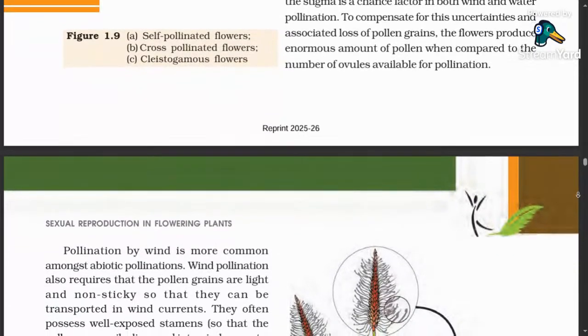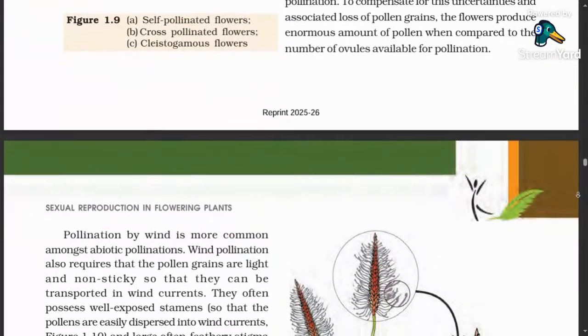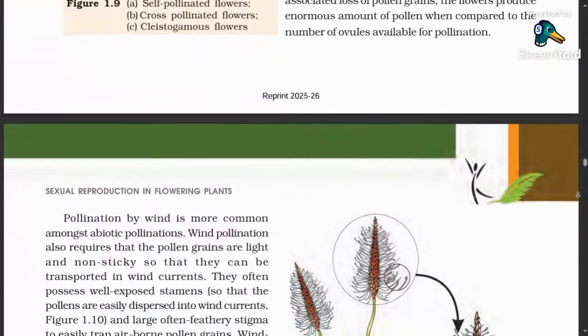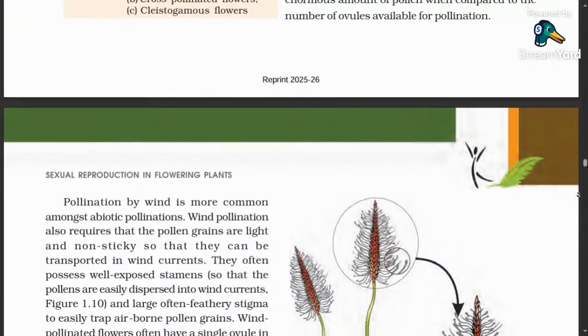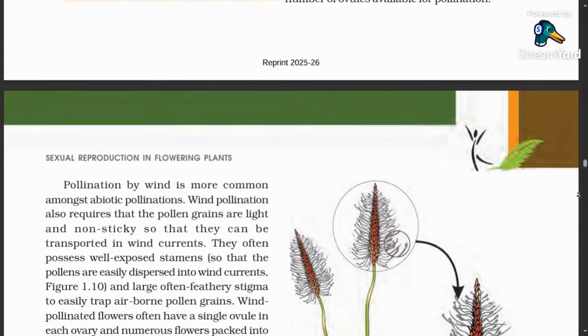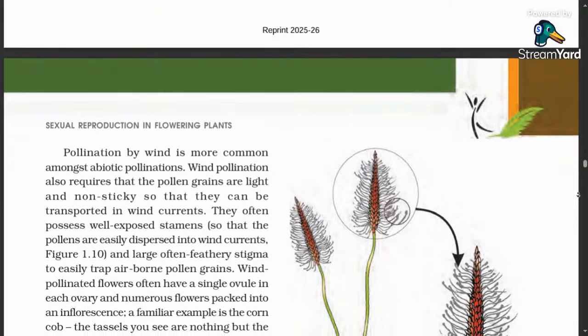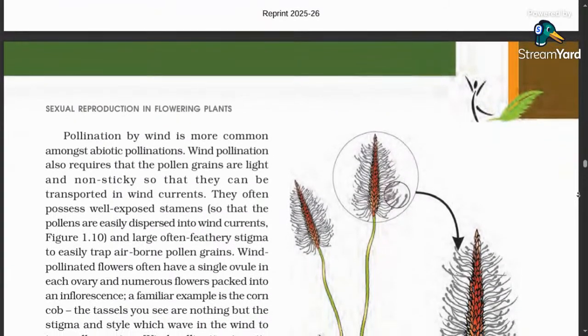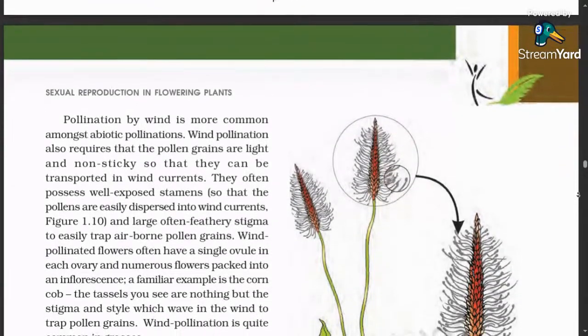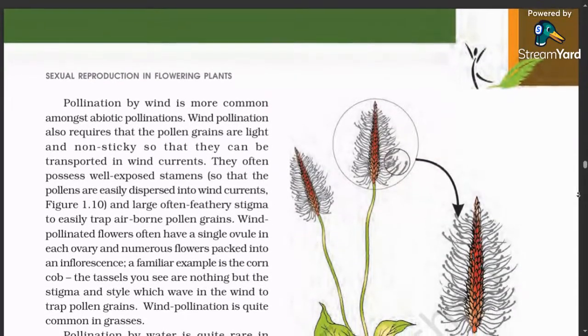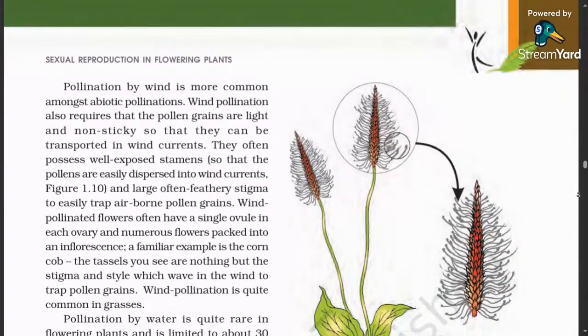Pollination by wind is more common amongst abiotic pollinations. Wind pollination also requires that the pollen grains are light and non-sticky so that they can be transported in wind currents. They often possess well-exposed stamens so that the pollen is easily dispersed into wind currents, as in figure 1.10, and large, often feathery stigma to easily trap airborne pollen grains.